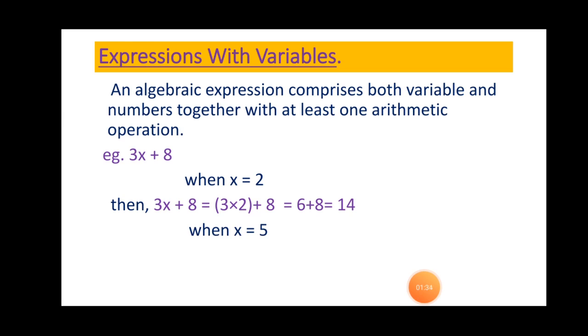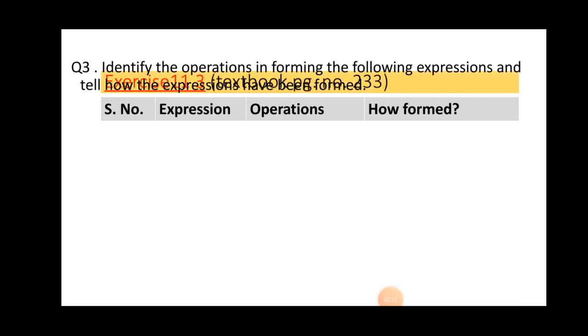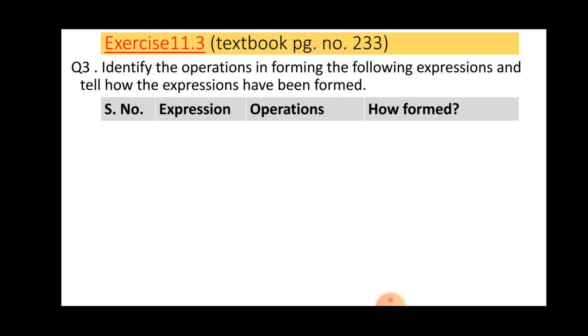Now let's see what will be the solution obtained when we place x equals 5 in the given expression. Again, when we substitute x equals 5 and perform the operations, this 5 will be multiplied with 3 and then that has to be added with 8. So we got the product 15, and that has to be added with 8. So we have got 23 as the solution for this given expression by substituting x equals 5.